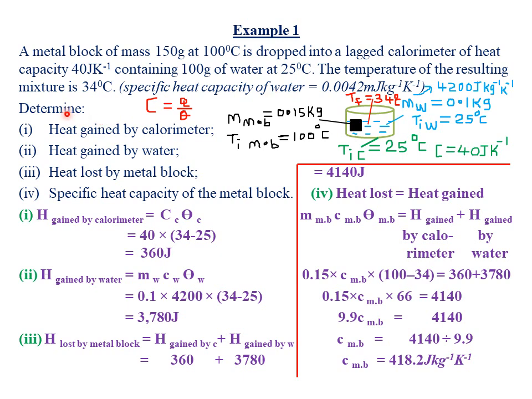Then we are told to determine the heat gained by the calorimeter. Now, for the calorimeter, we are given the heat capacity. From quantity of heat lesson 1, we defined heat capacity as the quantity of heat required to raise the temperature of a given mass of a substance by 1 Kelvin. So when we talk of heat capacity, we don't take into consideration the aspect of mass, because the mass is not specific. It is only for specific heat capacity that we include the mass in our equation.